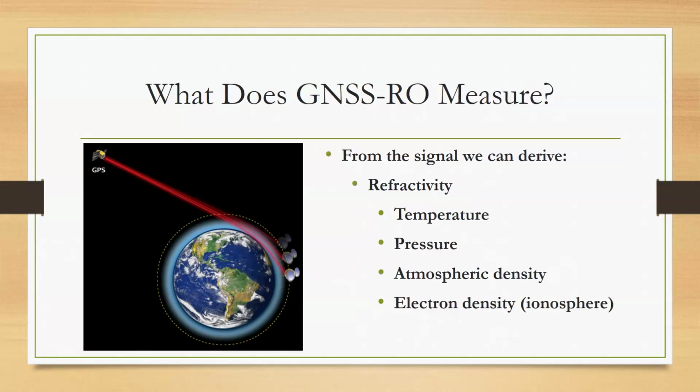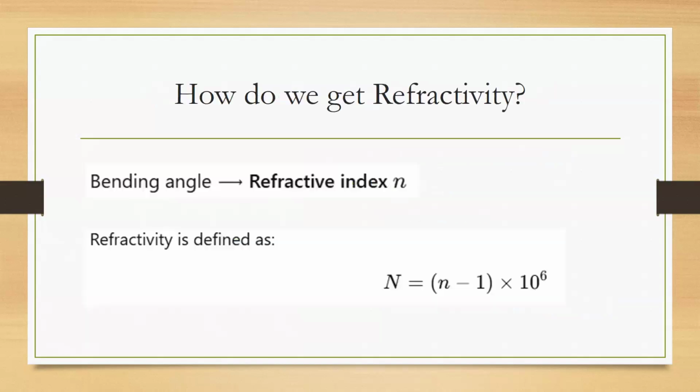From the signal, the main parameter we derive is the refractivity of the atmosphere. And then from the refractivity, using a set of equations I'm going to explain next, we can get the temperature, the pressure, the atmospheric density, and even the electron density. That's the density of charged particles in the ionosphere. So it can be measured through this remote sensing way, which is different from the way we do physical or in situ measurements of the same parameters.